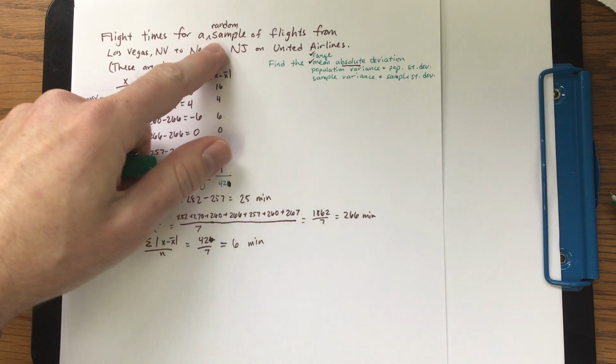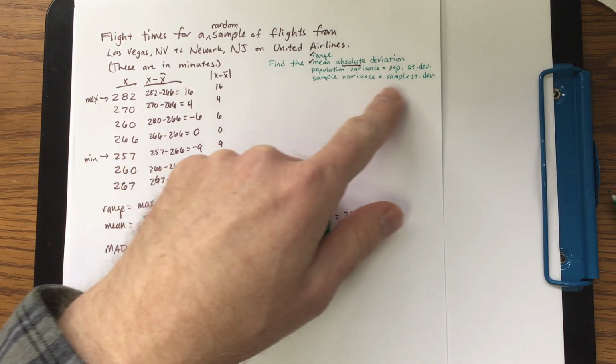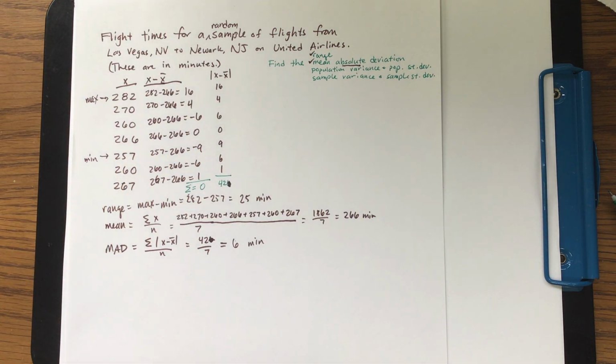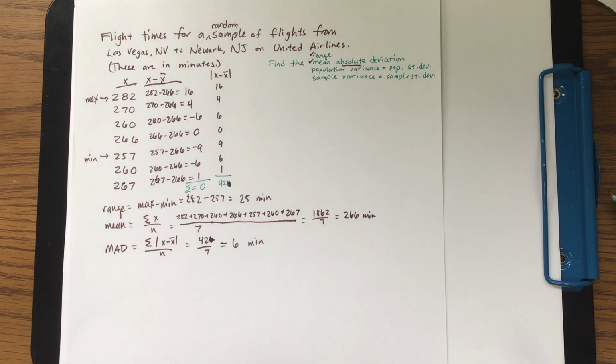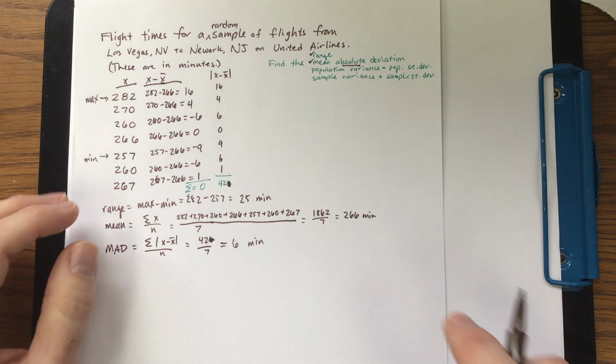Because this was a random sample, I really should be using the sample variance and sample standard deviation, but in this video I wanted to show you how to calculate the population variance and population standard deviation. That would be useful if these data represented the entire population.